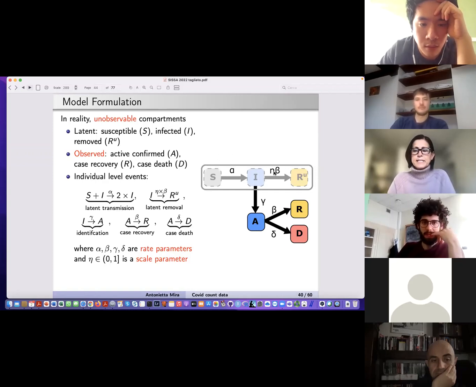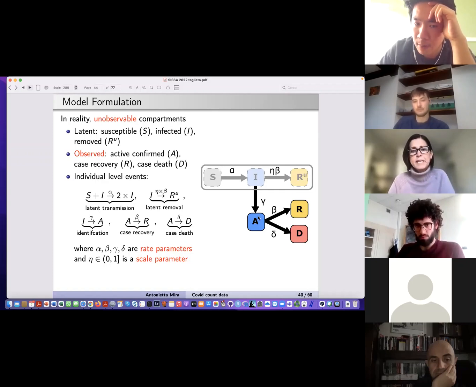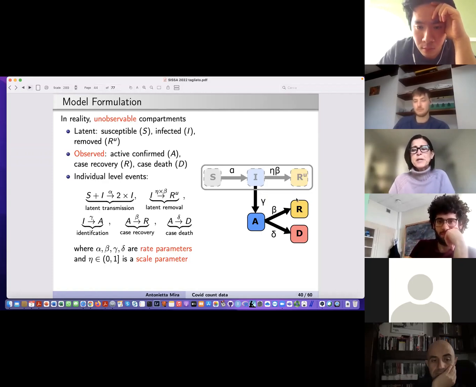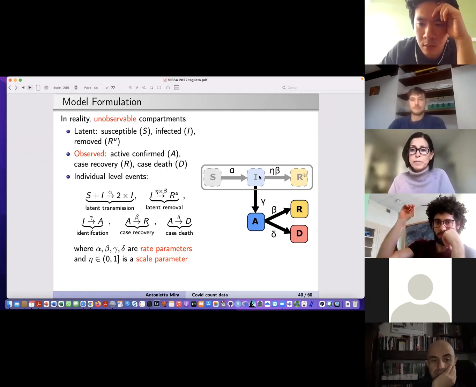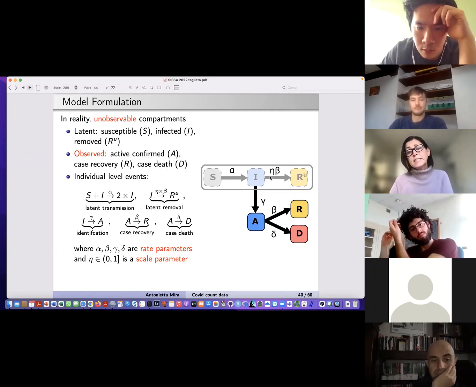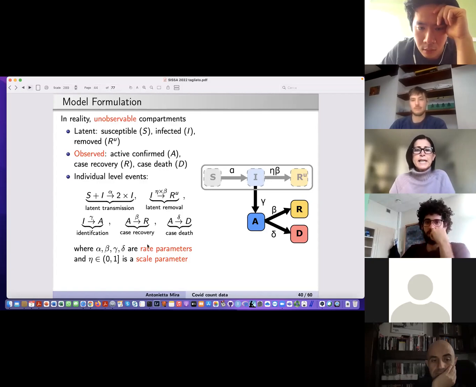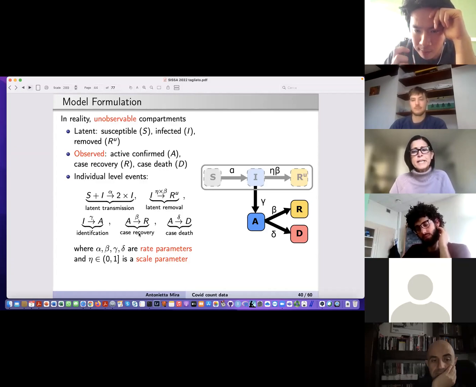So as in the standard SIR model, we have a latent transmission rate alpha. We have an identification rate from the infected to the observed infected, that are the active confirmed cases, which we call gamma. And then we have a case recovery rate, R here stands for recovery, beta, and we have a case death rate, delta. And then we have a latent removal. So those are people that got infected, didn't get identified as infected, for example, because they were asymptomatic or they didn't get tested, and either died or simply recovered from COVID-19, and we never got to observe them. And we assume that this latent removal rate is a scalar eta parameter that we're going to estimate, of the observed removal rate beta. So this model now has 4 rate parameters, alpha, beta, gamma, and delta, and a scale parameter between 0 and 1.